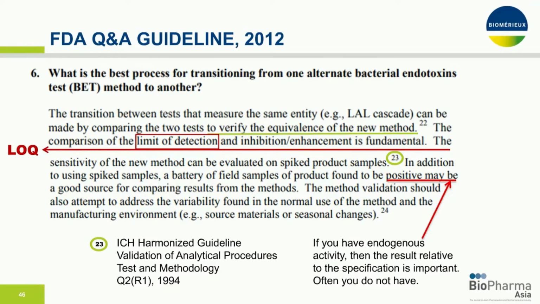So they say, in addition to using spike samples, a battery of field samples of product found to be positive may be a good source for comparing results. So if you have endogenous activity, then you would want to compare in a so-called side-by-side test, because the testing at the specification is very important. So you would want to know the answer to that. But most often these days, we don't see a lot of activity in our testing, especially of finished products. So therefore, you would not need to do that.